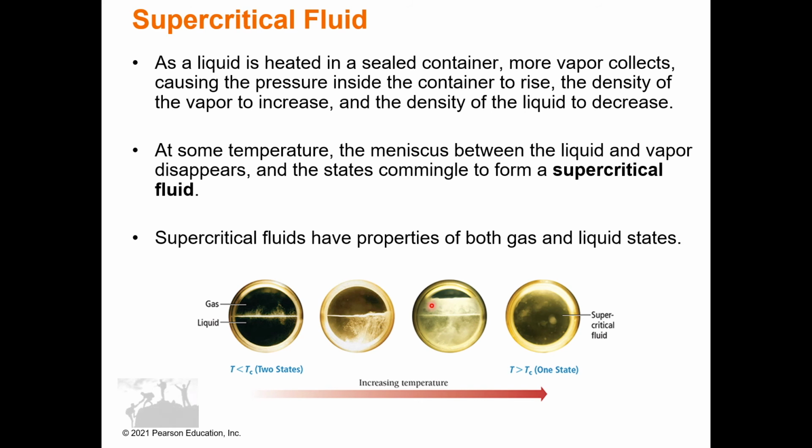At some point, this meniscus is going to disappear, and at a certain temperature and pressure, we end up with what's called a supercritical fluid. So it's like a hybrid of a gas and a liquid. The supercritical fluid can effuse through solids like a gas. It could dissolve materials like a liquid. Supercritical carbon dioxide is actually used to extract caffeine from coffee beans. So this type of phase is very important.